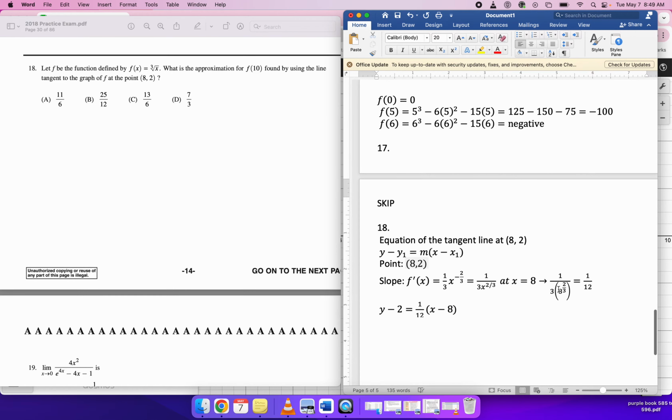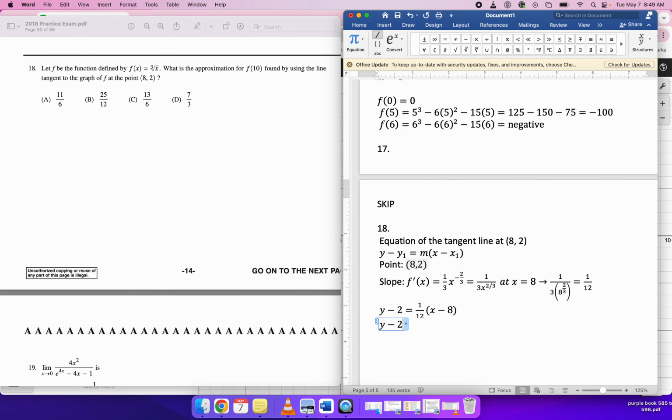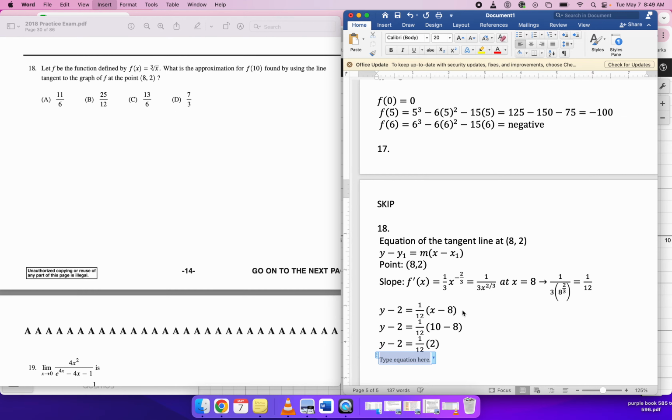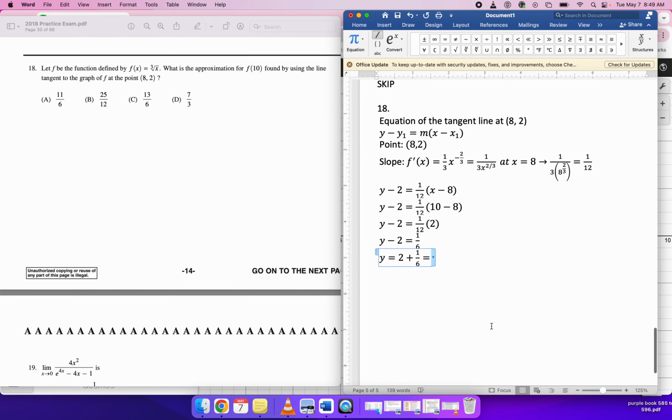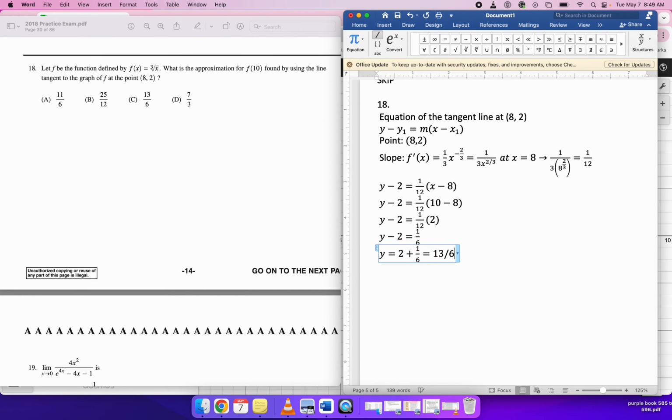So therefore, I want to approximate the value of the function at x equals 10, so I plug in 10 for x. So this means y minus 2 is equal to 1 over 12. Oops. That should be an 8 times 2. So that's y minus 2 is equal to 2 over 12, which is 1 over 6. So y is equal to 2 plus 1 over 6, which is 13 over 6. Looks like C.